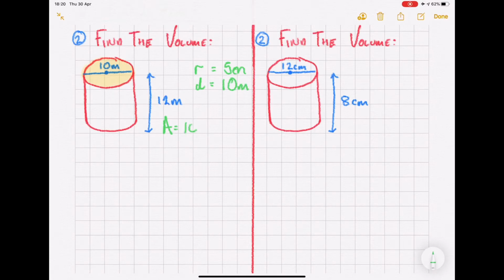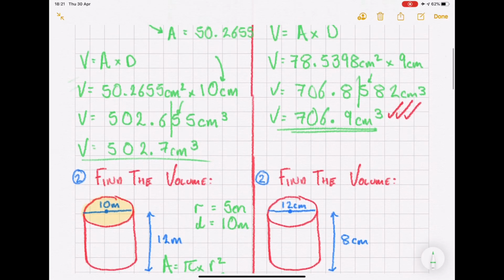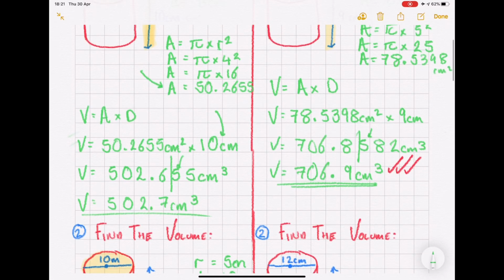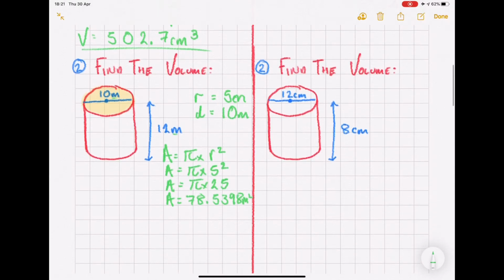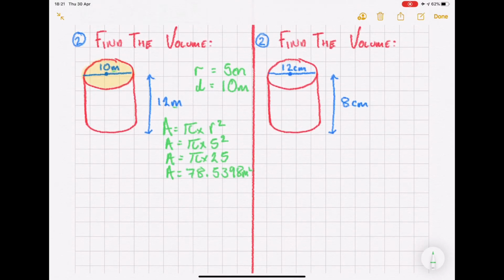So that's pi times r squared, pi times 5 squared, pi times 25. We can type this into a calculator, but we worked it out up here. It was 78.5398, but it's metres squared this time. Make sure you take into account units. Fantastic. So we found the cross-sectional area of the prism, of the cylinder.